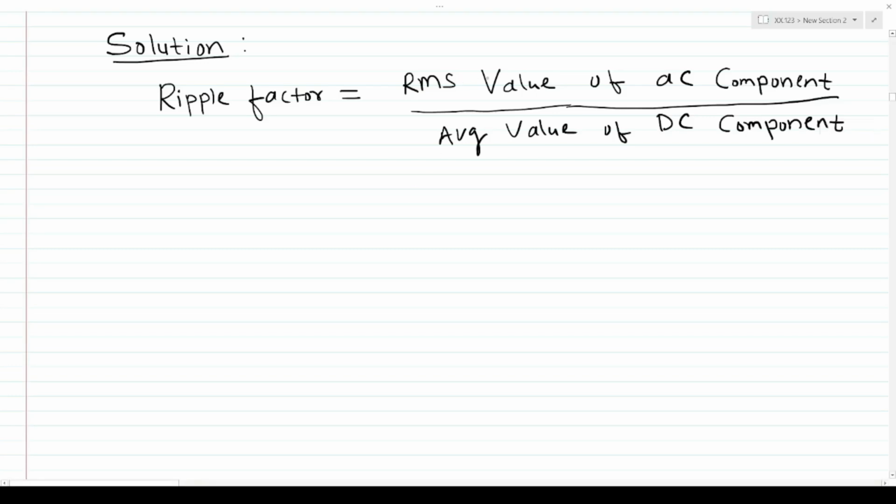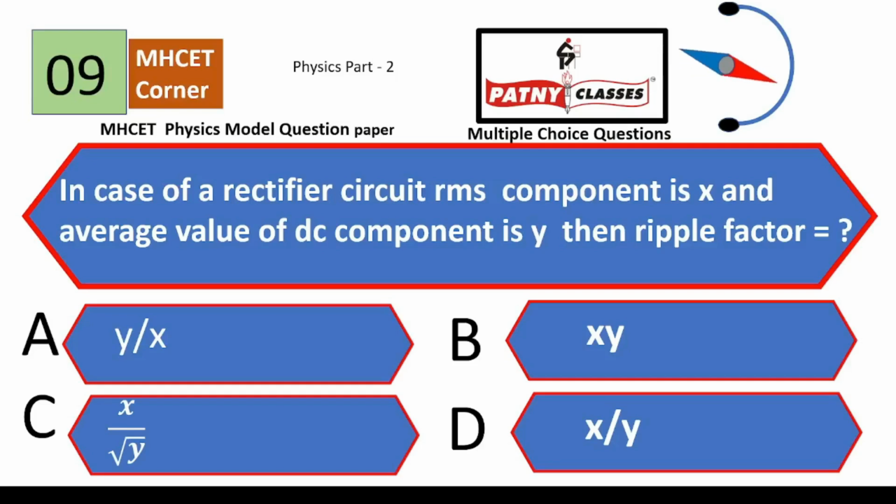Ripple factor equals RMS value of AC component divided by average value of DC component. Therefore, ripple factor equals X upon Y. Therefore, option D is the correct option.